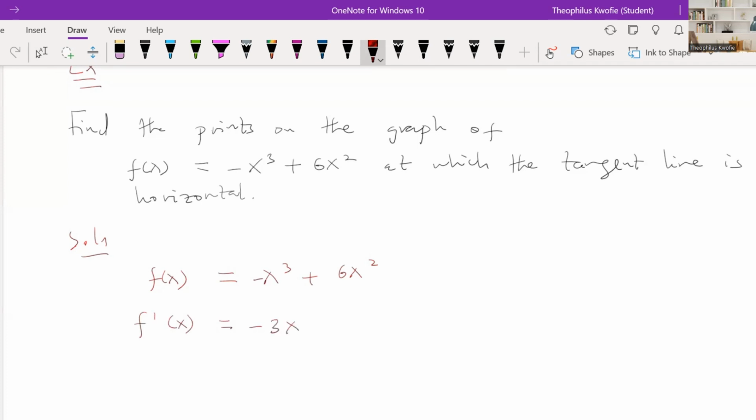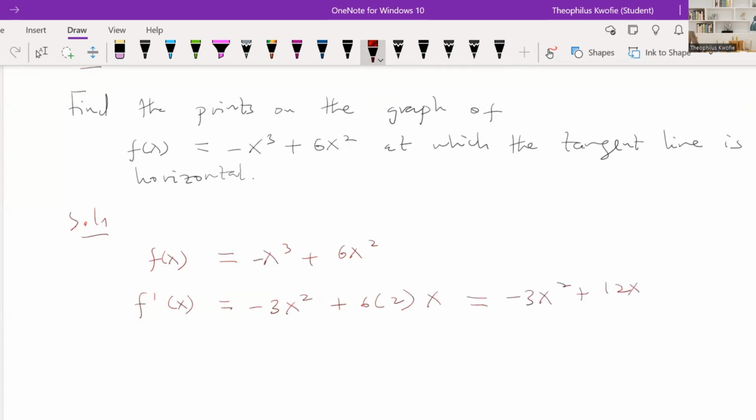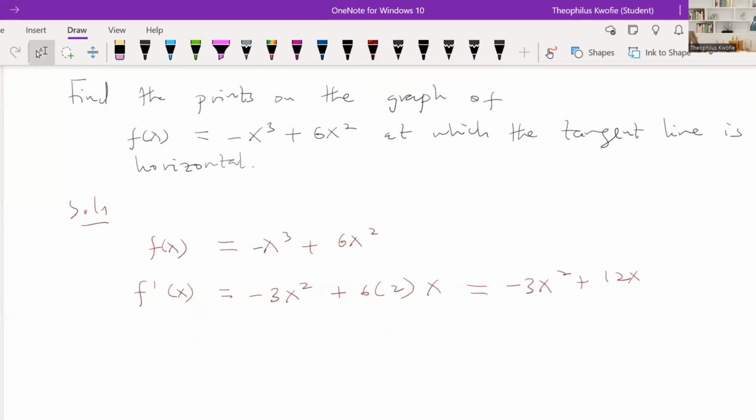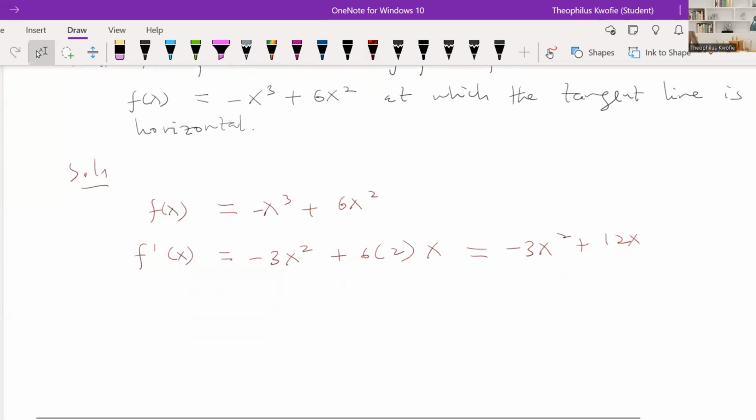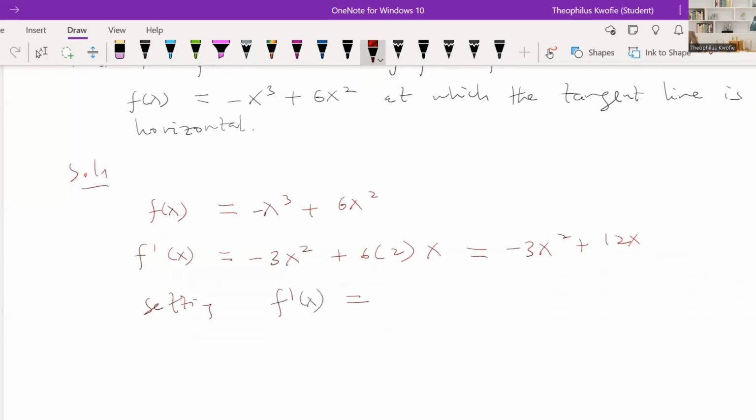So we drop the power and decrease the power by 1, and that gives us what? Over here, we also drop the power, okay? And that gives us what? We drop the power, then we decrease the power by 1, and that will give us something like this. Is that okay? Good. Now, remember that the tangent line is horizontal. So if the tangent line is horizontal, it just means that we just have to set this derivative to 0, okay? So we need to set f prime of x to 0, okay?